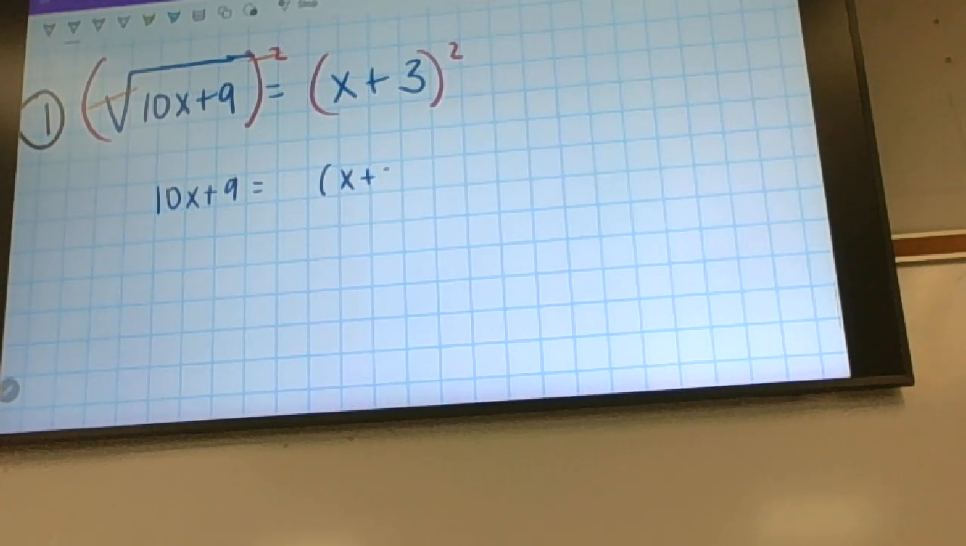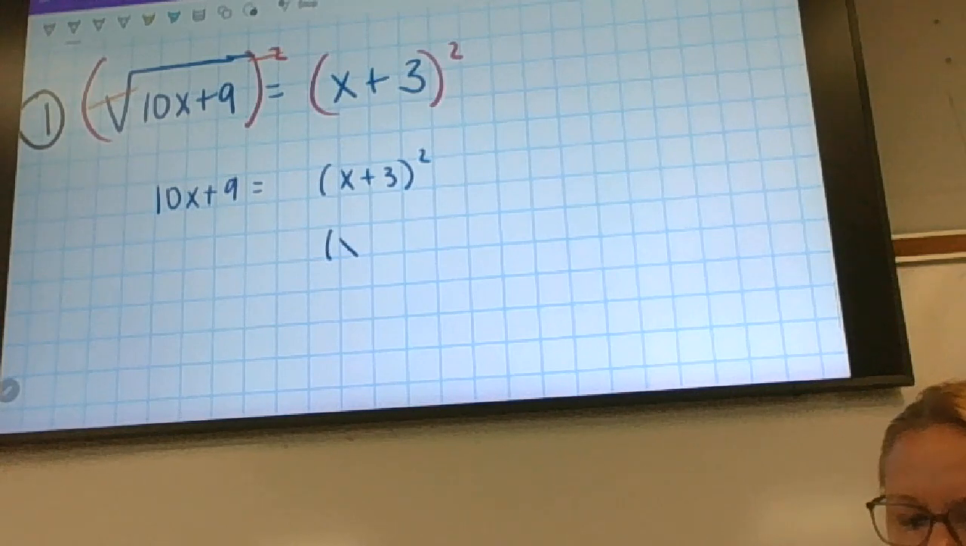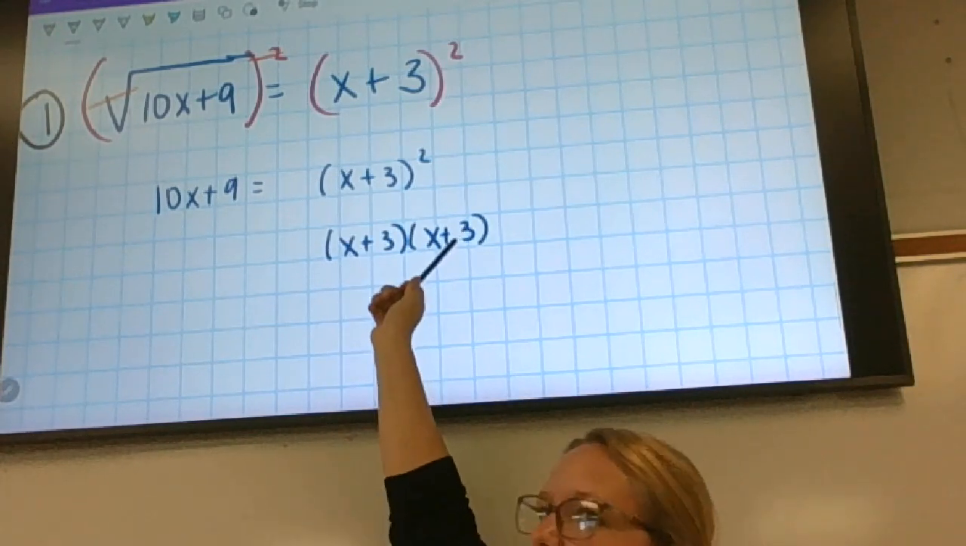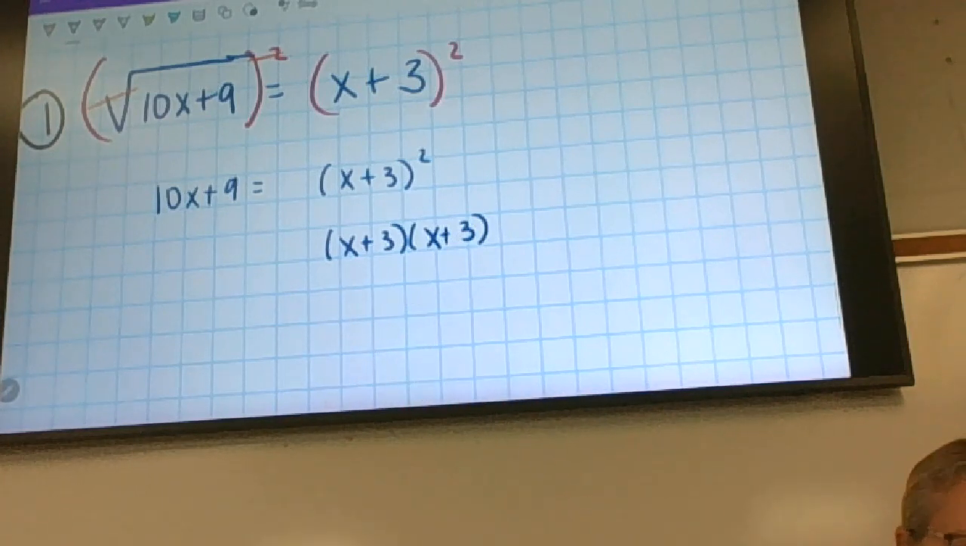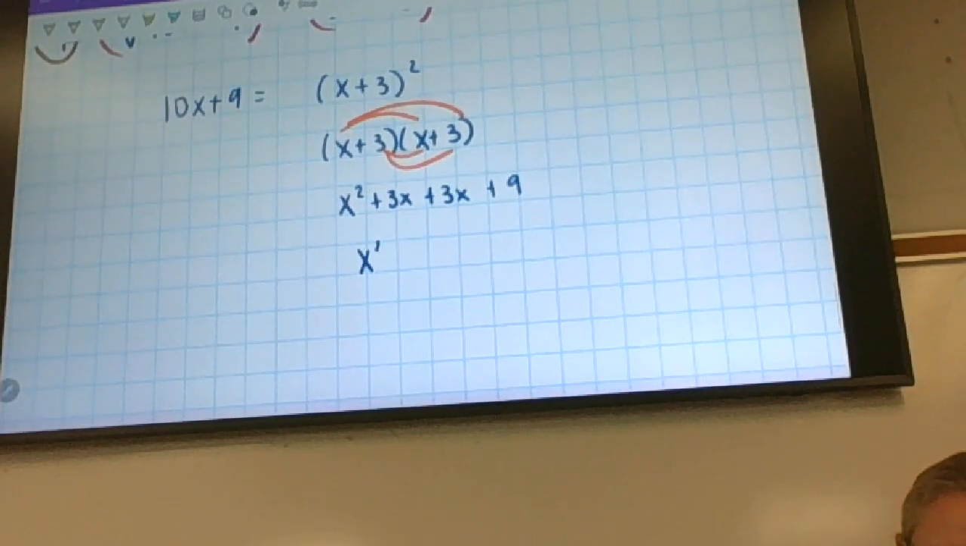Over here, however, I have x plus 3 squared. Most people, well-intentioned, very hardworking people, would accidentally write x squared plus 9 here. But this has to be written out side by side, and you have to distribute the x through and the 3 through. So that's where you have to do a whole FOIL process, and you end up with x squared plus 3x plus 3x plus 9, x squared plus 6x plus 9.